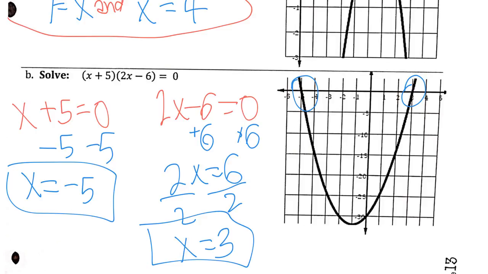So once you get it down to two binomials, once you factor that trinomial into two binomials, set each of the binomials equal to 0 and solve for x.